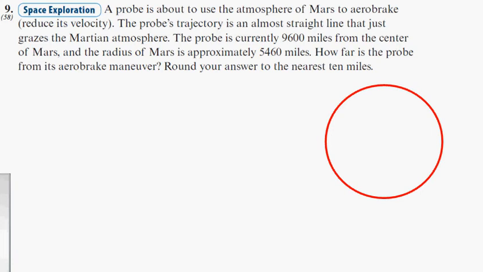Okay, the probe is about to use the atmosphere of Mars to aerobrake, which means reduce its velocity. The probe's trajectory is an almost straight line that just grazes the Martian atmosphere. Okay, so my circle here is going to represent Mars, including its atmosphere.